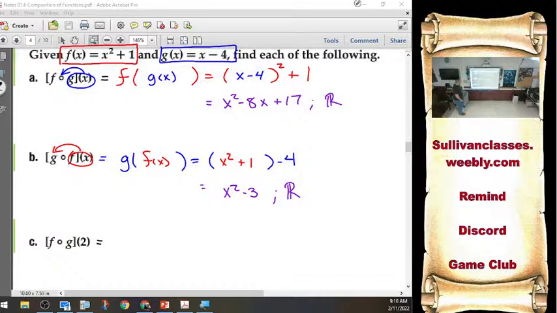Now, f of g of 2. There's 2 ways to do it. Option 1: f of g of 2 says, well, I've got the f of g rule. So I'm going to take 2 squared minus 8 times 2 plus 17. So 4 minus 16 plus 17, which is 5. What did you do, g first?